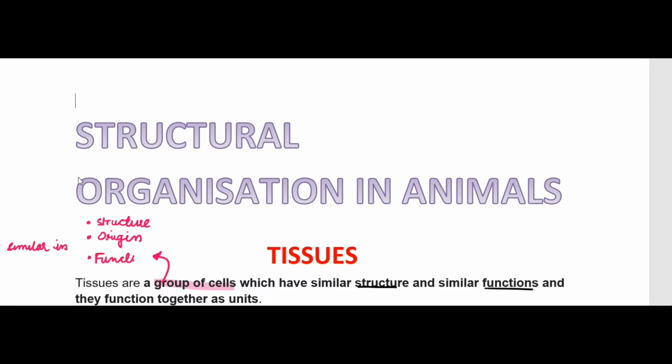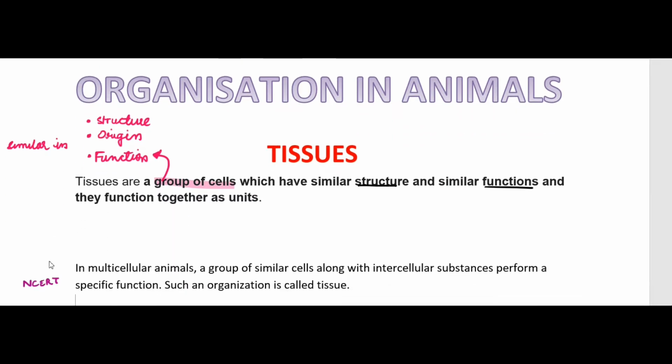But the definition that is given in our NCERT is this. So tissue is nothing but cells plus the intercellular matrix. So in your NCERT, this is how they have defined tissues. In multicellular organisms, a tissue is a group of similar cells along with intercellular substance which perform a specific function.